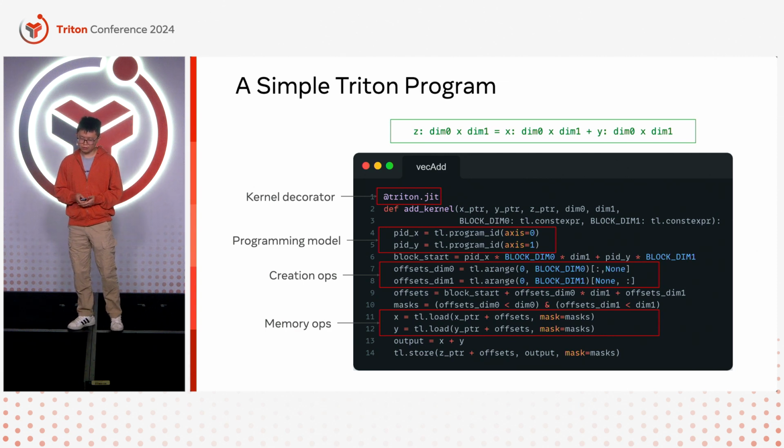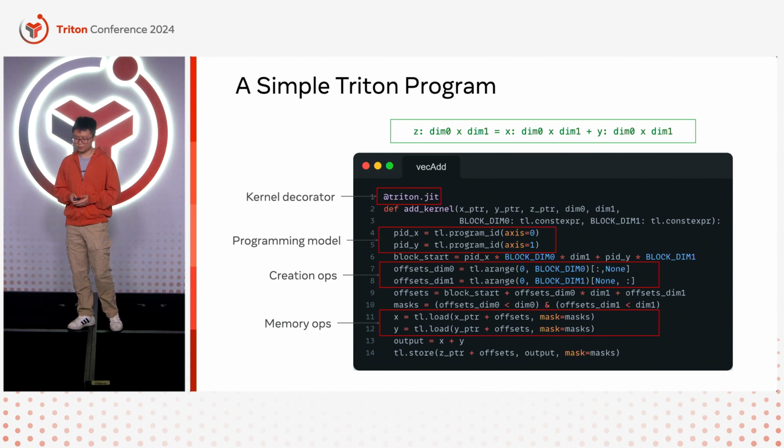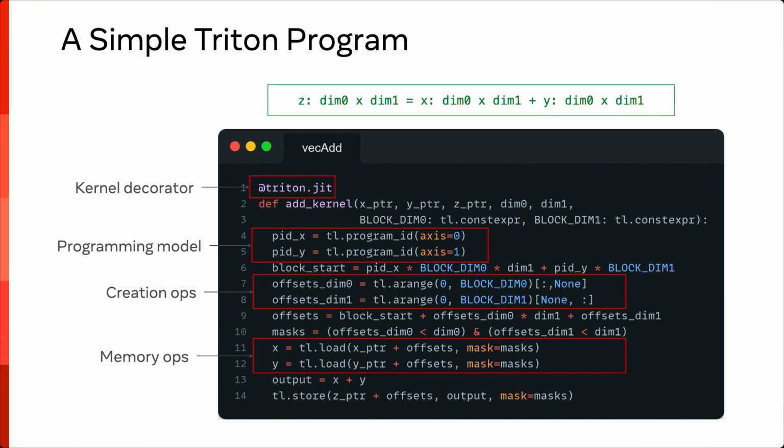Usually I use a 1D vector add, but I think it's probably better to add more stuff to make it a 2D vector add. In this kernel, we're going to add two tensors, x and y, and accumulate the result into another tensor, z. Each tensor is a 2D tensor with dimension dim0 by dim1. So let's look at this code snippet. To declare a Triton kernel, we're going to use a kernel decorator, triton.jit.